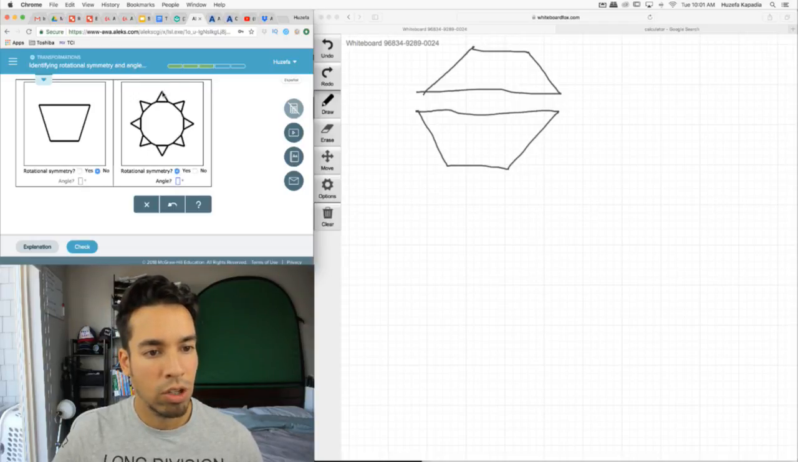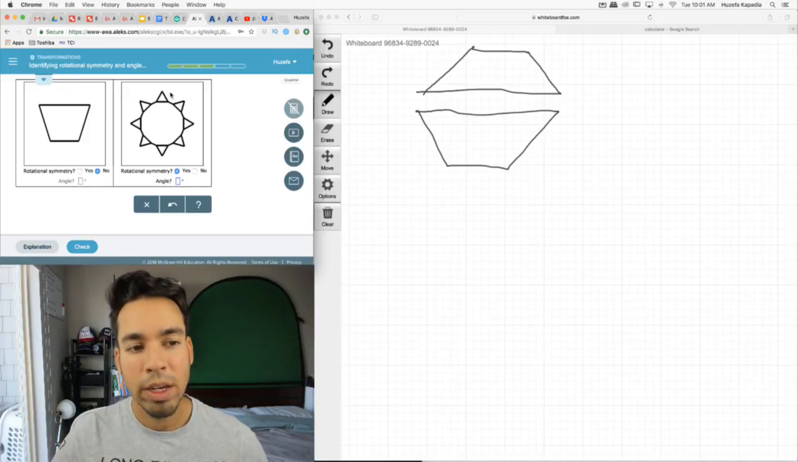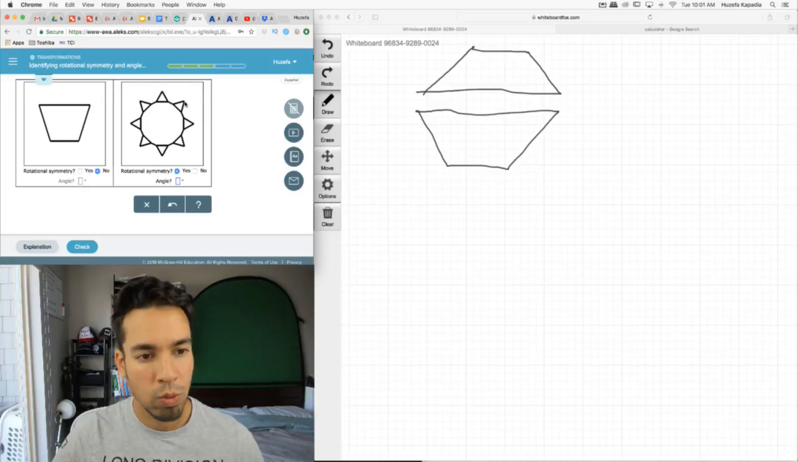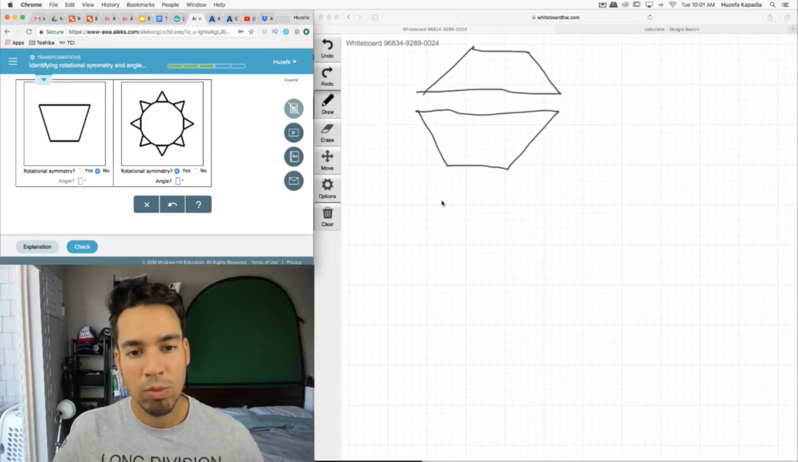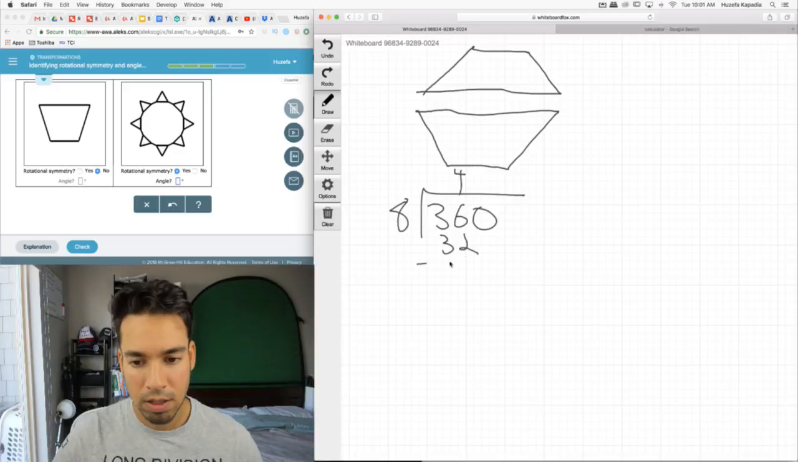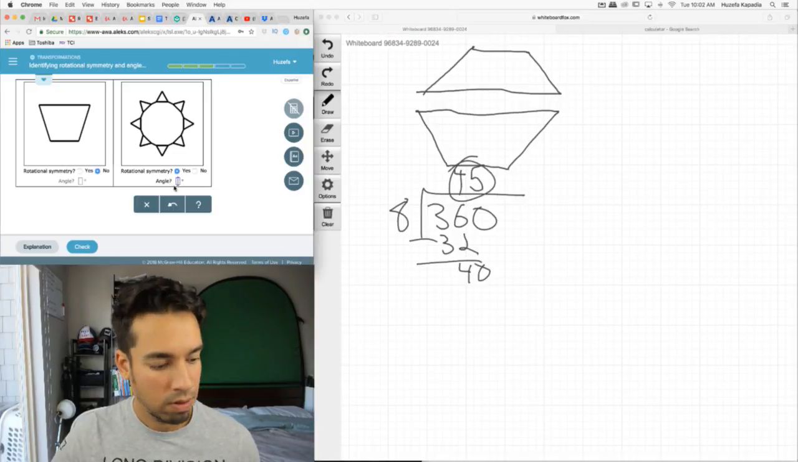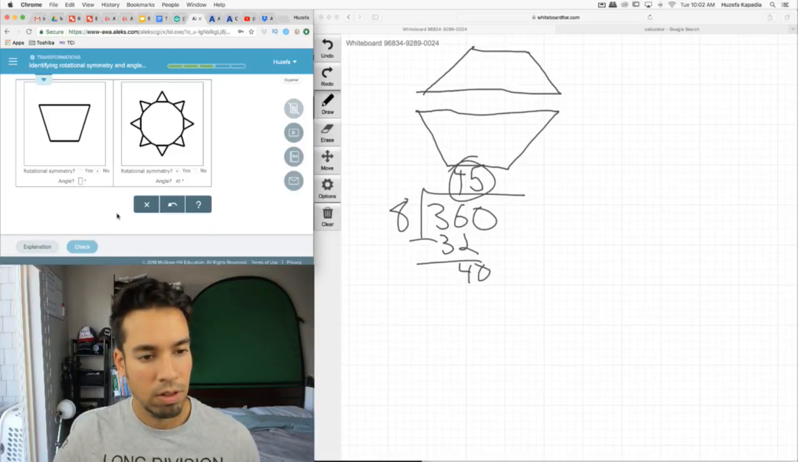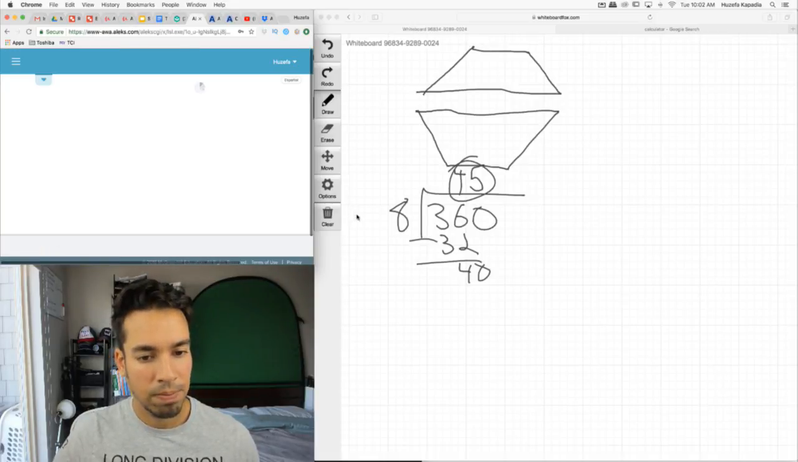And all we have to do is turn this triangle all the way to here. So how far is that? Well, we have to see how many of these spikes there are. There's 1, 2, 3, 4, 5, 6, 7, 8. That means we do 360 divided by 8, which is 45, I think. Yep, 45. All right, excellent.